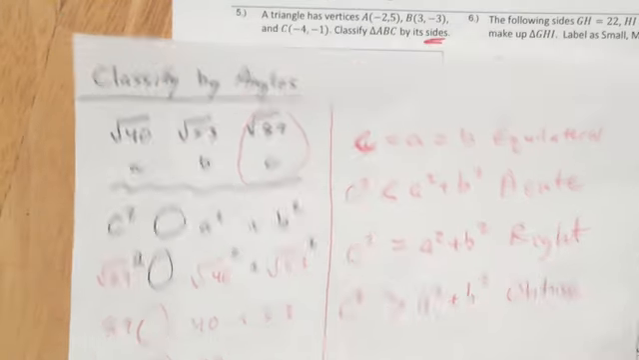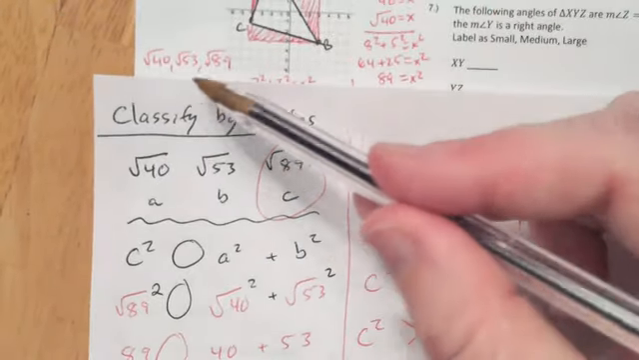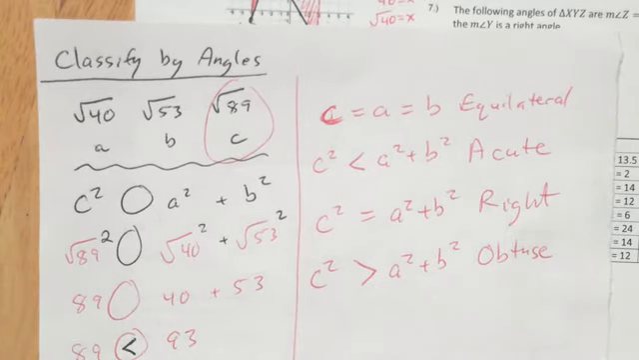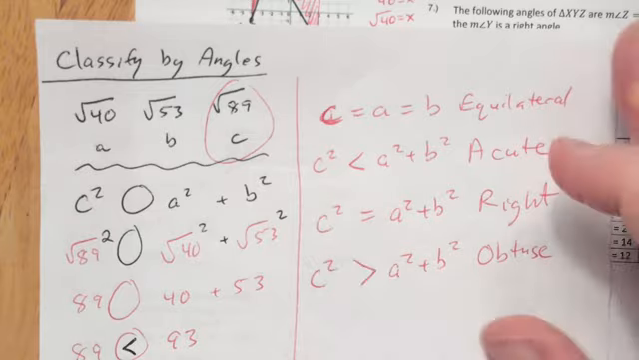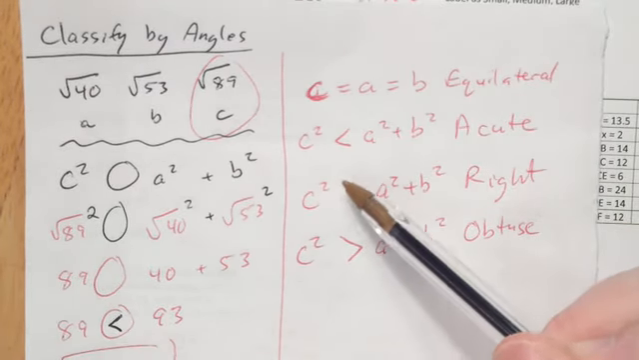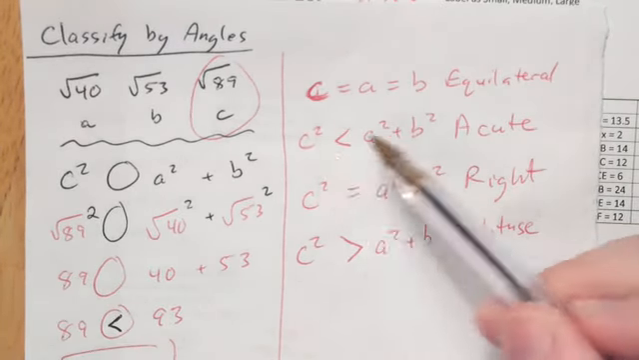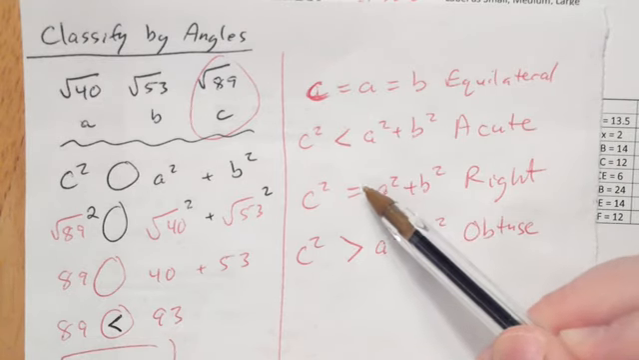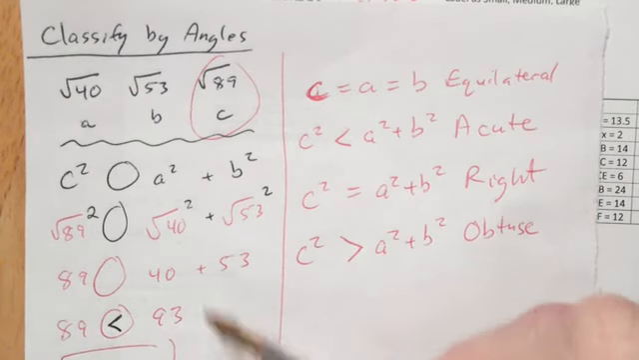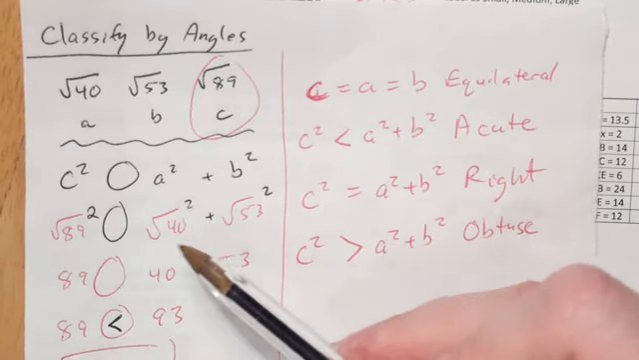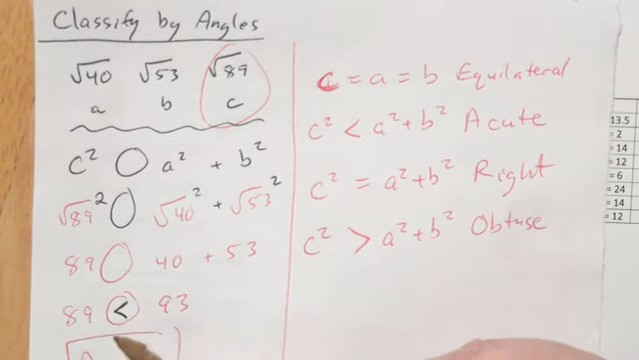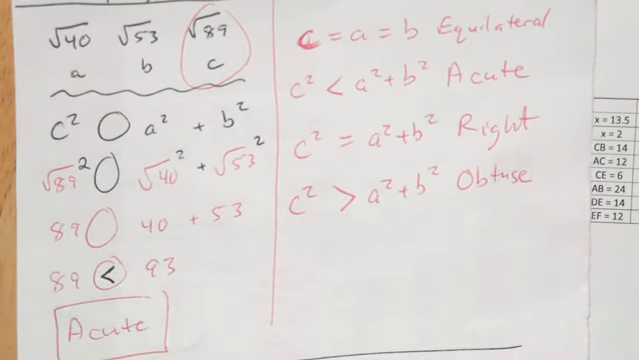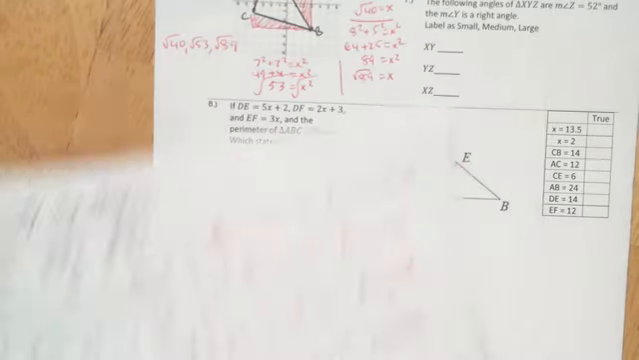Now, what if I had asked you to classify this by the angles? Just in case you were curious, remember how we got 40, 53, 89? If I said classify by the angles, you would have to know how c squared compares to a squared plus b squared. If they're all equal, it would be equilateral. If c squared was less than, it would be acute. If it was equal, it would be right. And if it's greater than, it's obtuse. In this case, you see the radicals and the squares cancel out, you would get 89 is less than 93. So this would be an acute triangle, just in case you were curious.